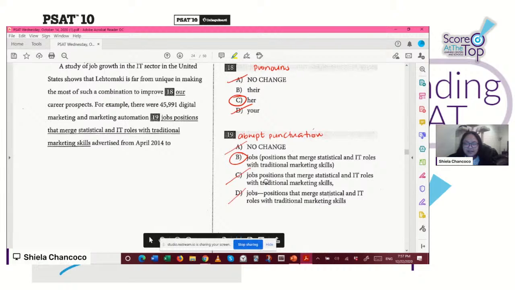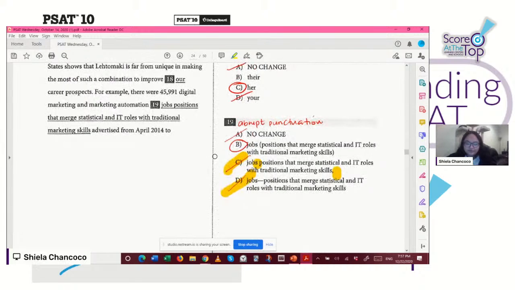C doesn't work, it only has a comma at the end, but doesn't have a comma after job. So it's not C, right? Looking at B and D, if that was our only choice, D has a dash, but no dash at the end. So it's definitely not D because those come in partners. It's definitely B because they're describing what that job is, right?